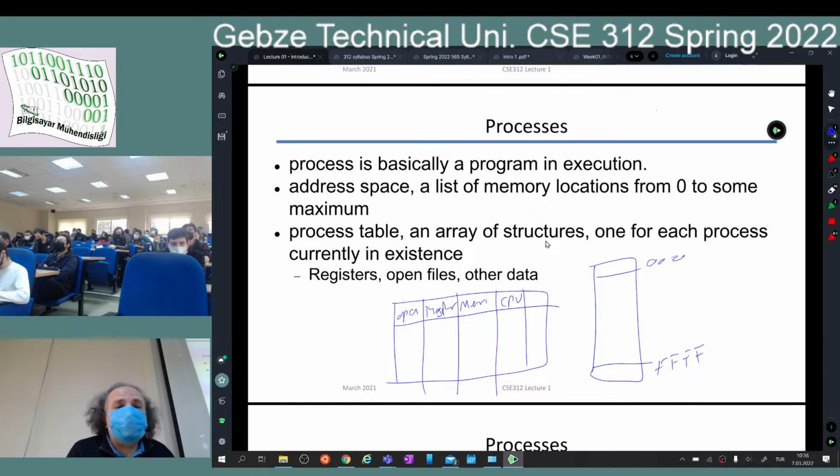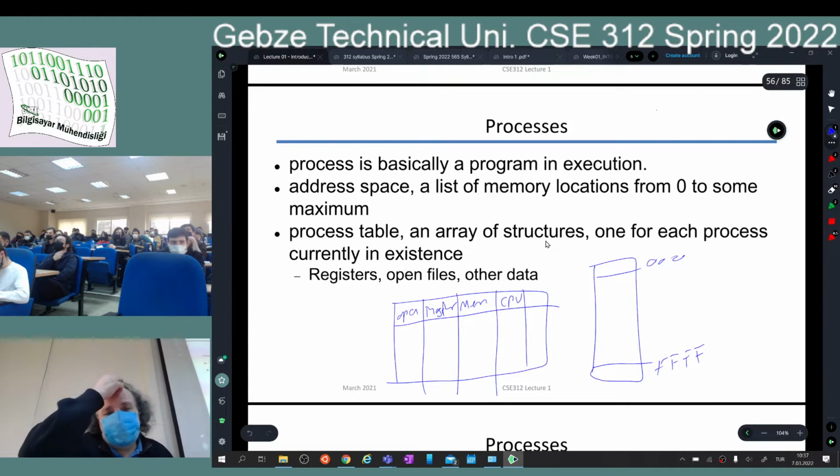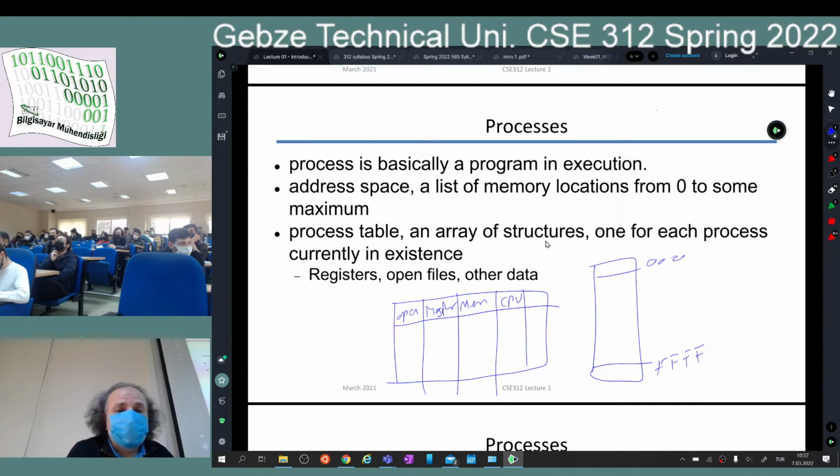What does that mean? That means that a program, while it is being executed, has a definition for address space. It has a process table. Inside the process table, you have many items of data, such as the registers, the open files, the memory usage maps, etc. They are all stored in this table. So whatever that table has belongs to the process.